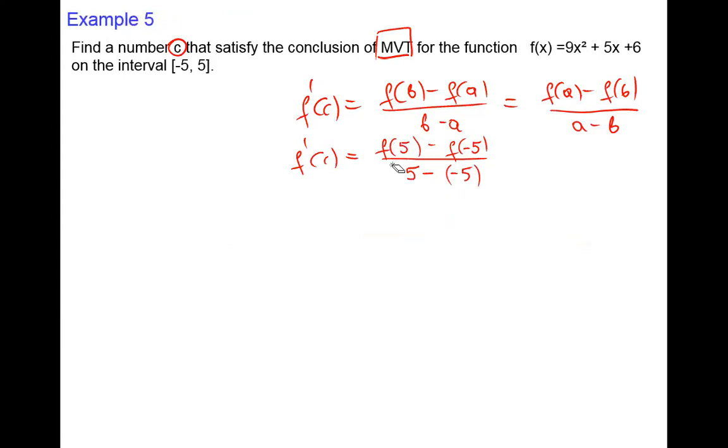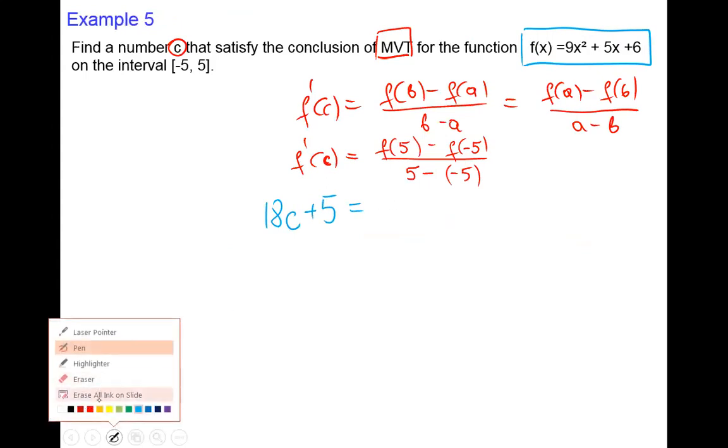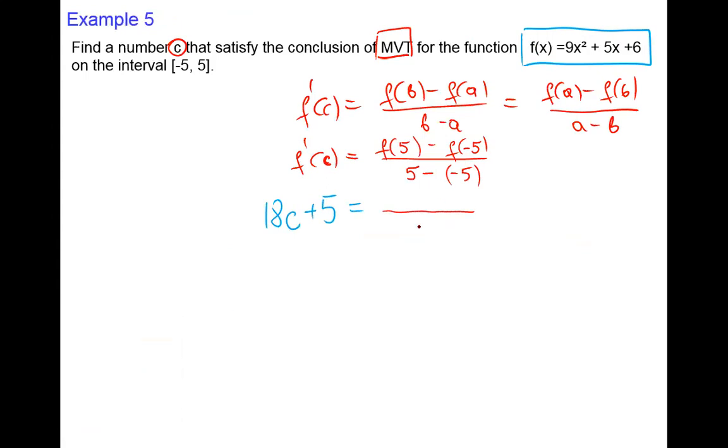All of the values on the right-hand side will be constants, and this will be the derivative. Who can tell me the derivative of 9x squared plus 5x plus 6? And I can copy from the chat box: 18x plus 5. Excellent. That means 18, but I will put c: 18c plus 5. Okay, and then I need your help with the arithmetic. 5 plus 5 is 10.